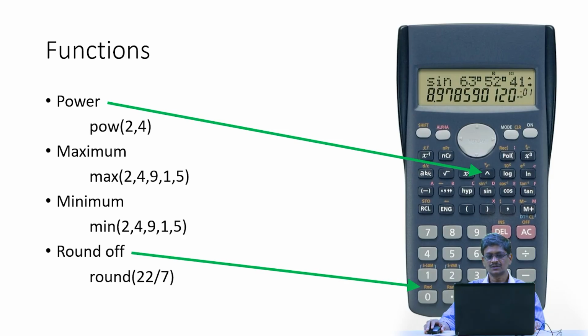Now on the screen you can see there is a picture of a calculator and there are so many buttons. Let us understand every button one by one. You can see over here there is a power button. Similar to this power button, we have a function called the power function in Python. Let us execute one program to understand this function.